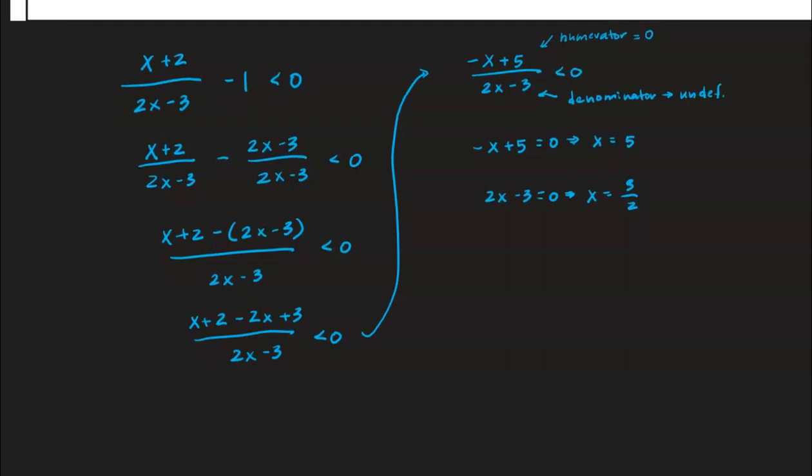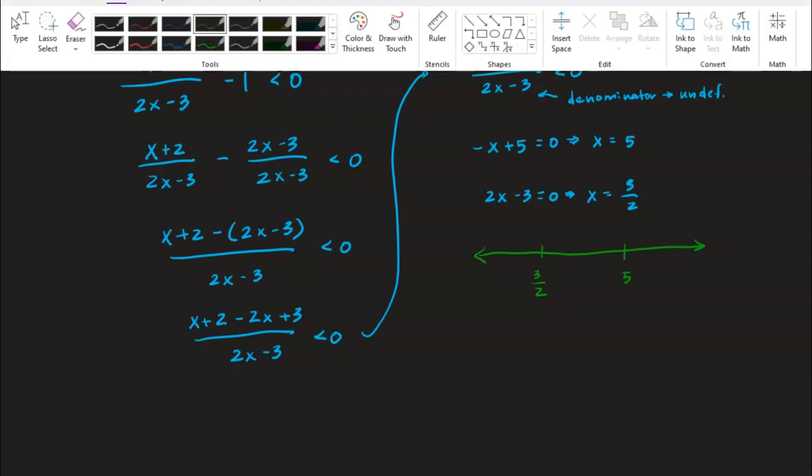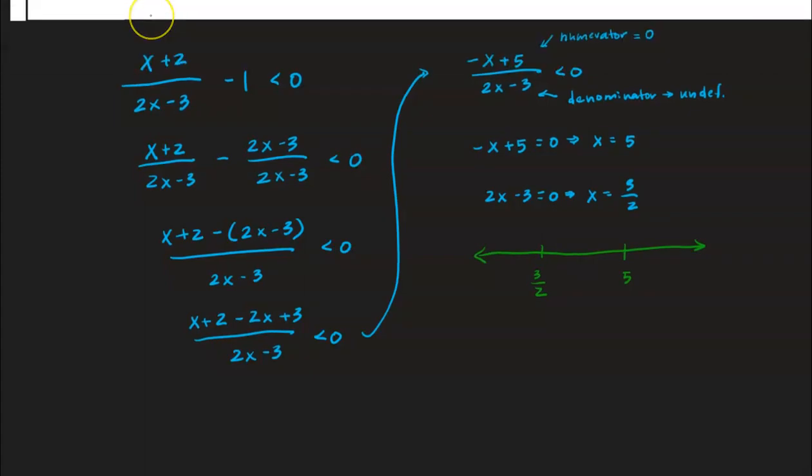Okay, regardless, since this inequality is not asking for equal to, both of those on the sign diagram are not going to work. So we have a set of 3/2 and a 5. So I could try x equals 0, x equals like 2, and I'm going to try x equals 6.